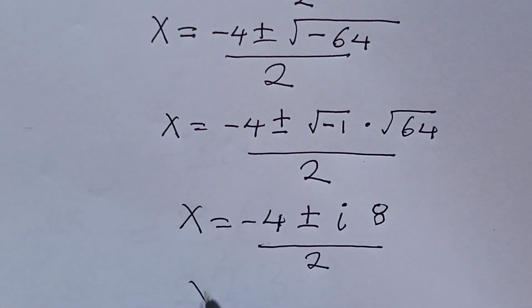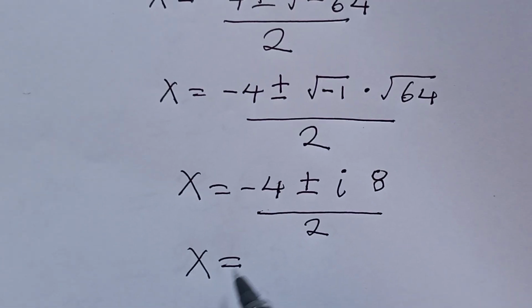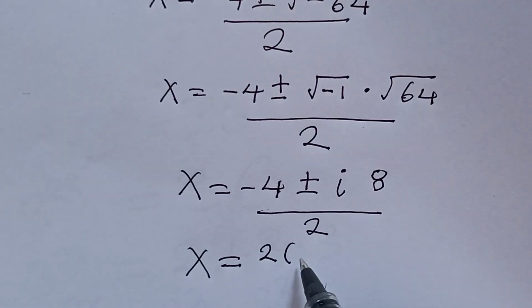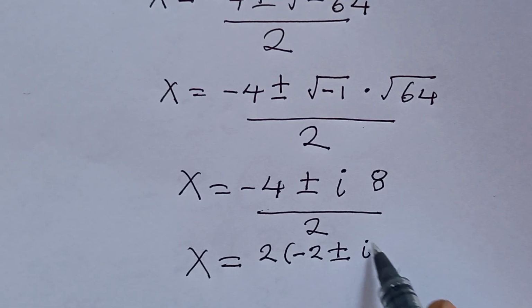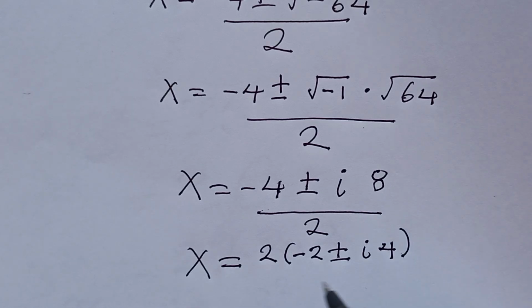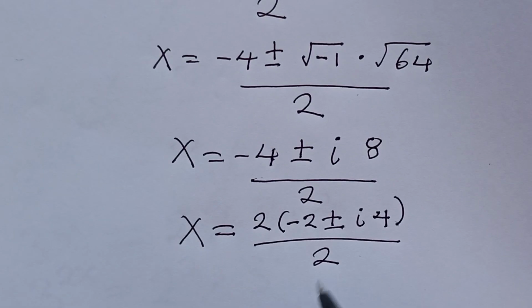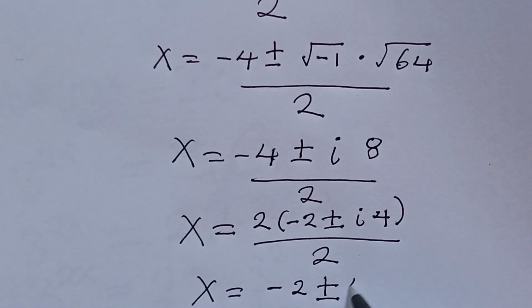We can actually factor out 2 from here, so that we are left with minus 2 plus or negative 4i all over 2. And if this is what we have, x is going to be equal to minus 2 plus or negative 4i.